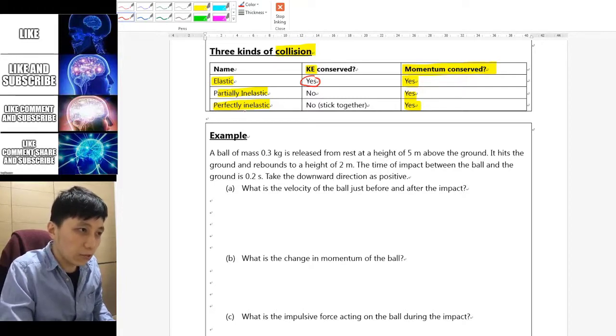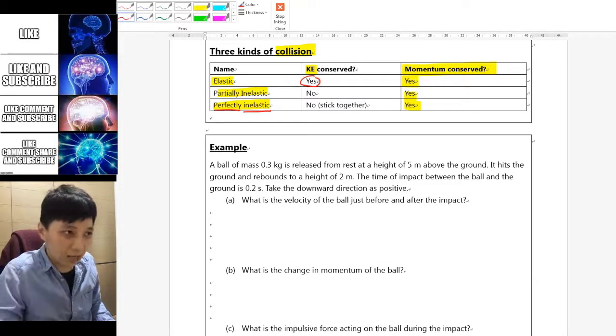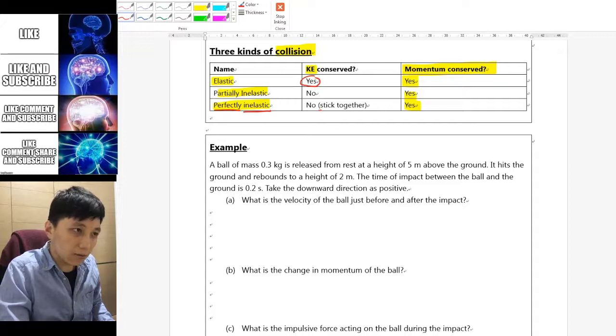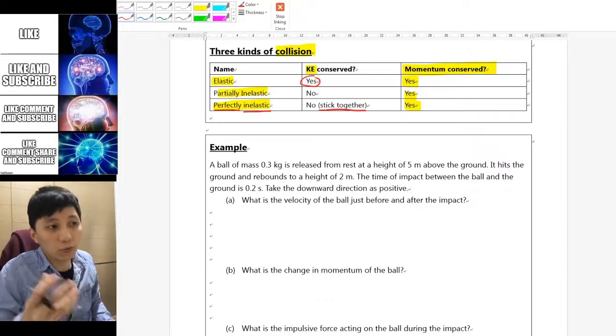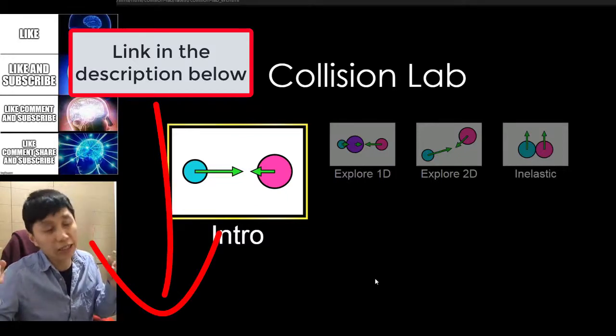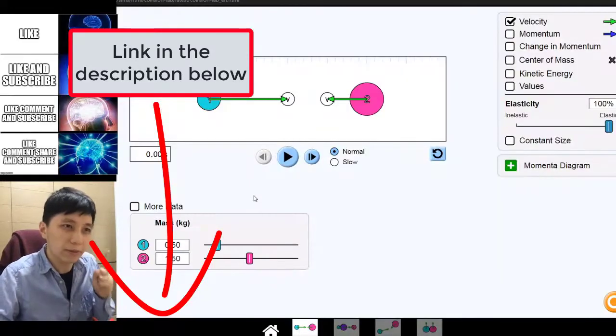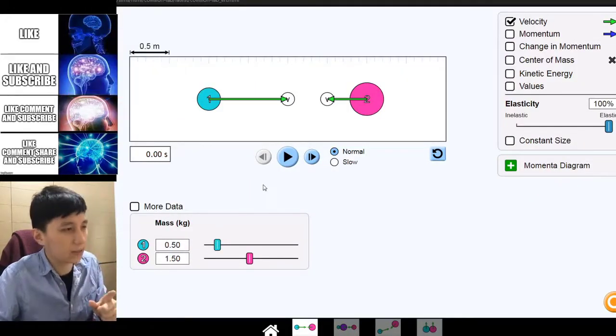And in the extreme situation, we call it perfectly inelastic. This is when the energy loss is the largest, and in this case, we'll find that the objects always stick together. Okay, so here is a simulation from PhET. I'll put the link in the description below. You can try it out and play around with it. But let me just show you the simplest cases.